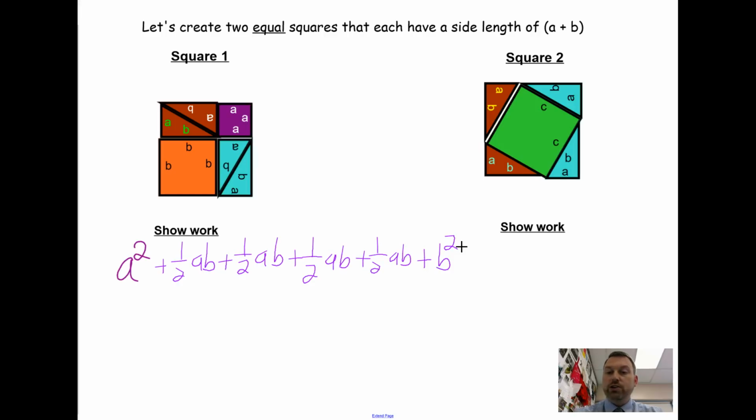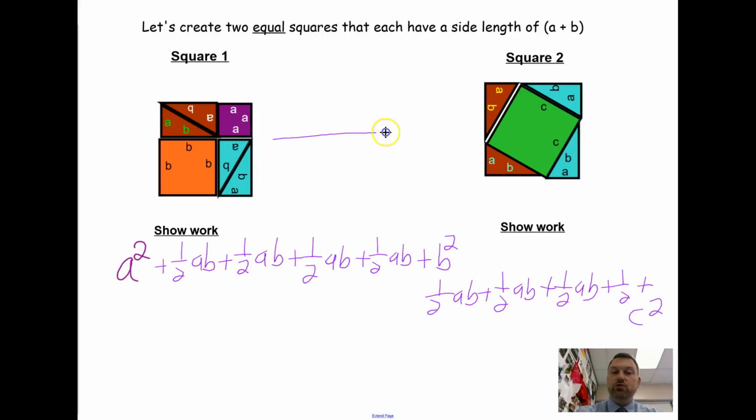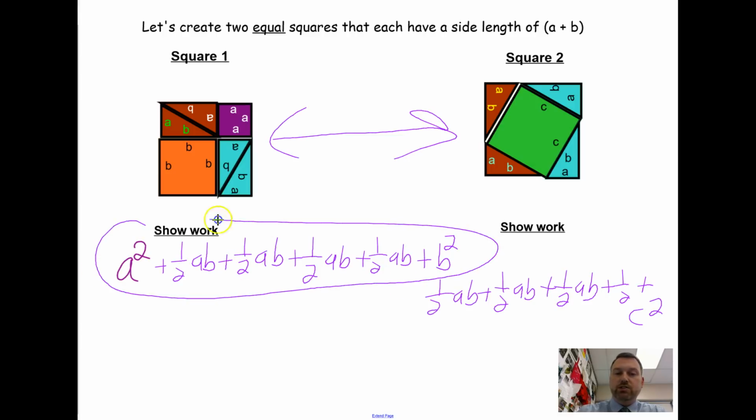Okay, now what's square 2 made up of? Well, square 2 is made up of the same 4 triangles. Okay, so I'm going to write it below here a little bit. So 1/2 AB plus 1/2 AB plus 1/2 AB plus 1/2 AB plus that big green square, which has an area of C squared. Now, these two squares have the exact same area, because each side is made up of A plus B. So keep that in mind. If they have the exact same area, these two expressions are also equal.